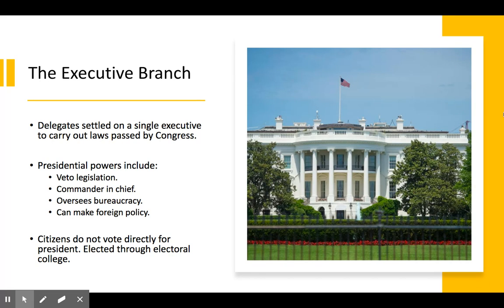Now, citizens do not vote directly for the president. They're elected through the Electoral College. And again, we're going to talk about the Electoral College more in a later unit. But just know that we, as citizens, don't vote directly for the president in a presidential election. We actually vote for electors who, in turn, vote for the president.